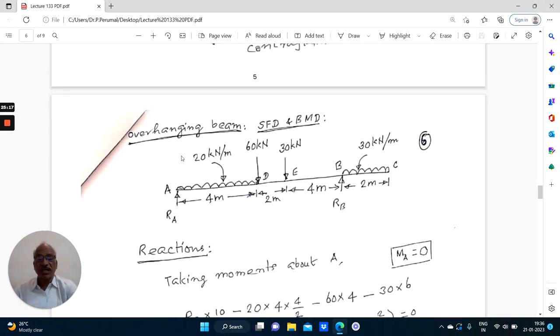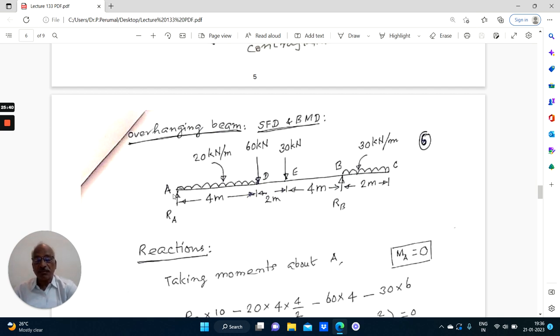Now, we will take a numerical example. An overhanging beam. A and B are supports over a distance equal to 10 meters. 4 plus 2 plus 4 is 10 meters. Plus, there is an overhang of 2 meters length. The overhang is subjected to a UDL of 30 kilonewton per meter.